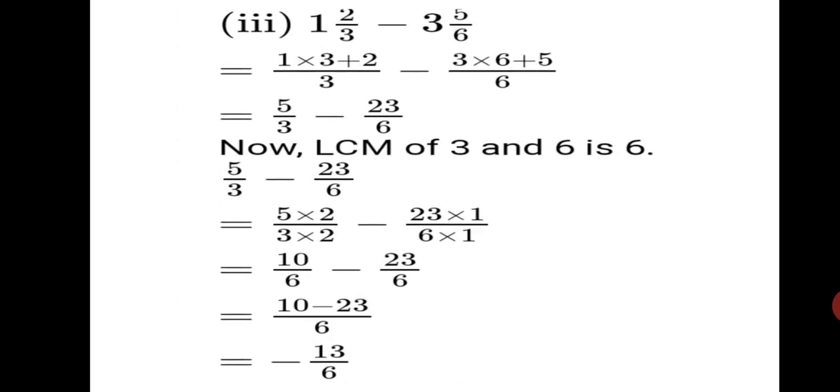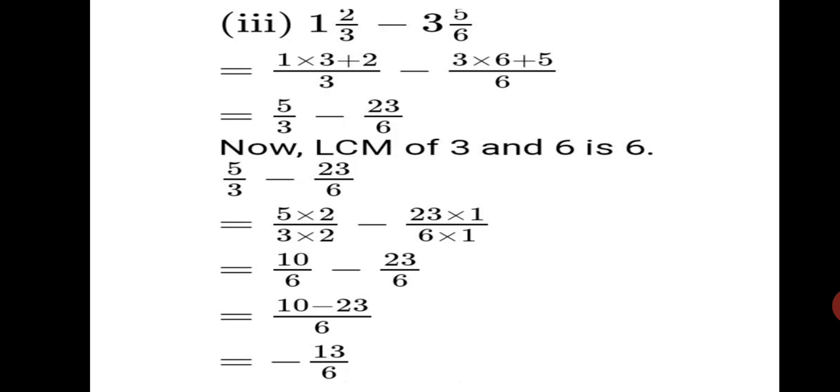Third sum, 1 2 upon 3 minus 3 5 upon 6. 1 into 3 plus 2 upon 3 minus 3 into 6 plus 5 upon 6 is equal to 5 upon 3 minus 23 upon 6. What we did here? We converted into improper fractions first. Now 3 and 6, we want equal denominators. So keep 6 as it is. We can convert 3 into 6. How? 3 2s are 6. So only the first fraction will be multiplied by 2 now.